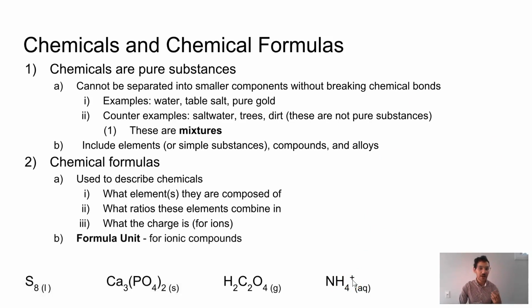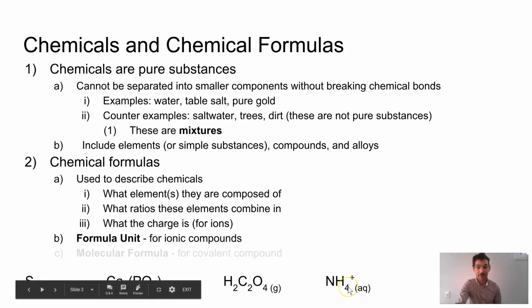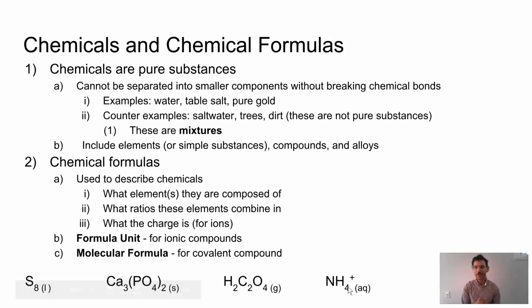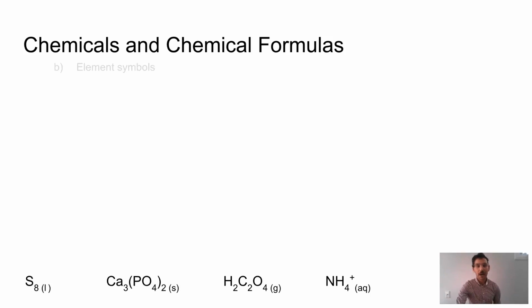So when we talk about a formula, what are we talking about? Chemical formulas. So we have a formula unit, which we're going to use to describe ionic compounds. That is the unit that makes it up, or how we describe it with its symbols. And we also have our molecular formula, which we use for covalent compounds. These both basically describe the same thing, and we'll talk more about those in detail in the future.